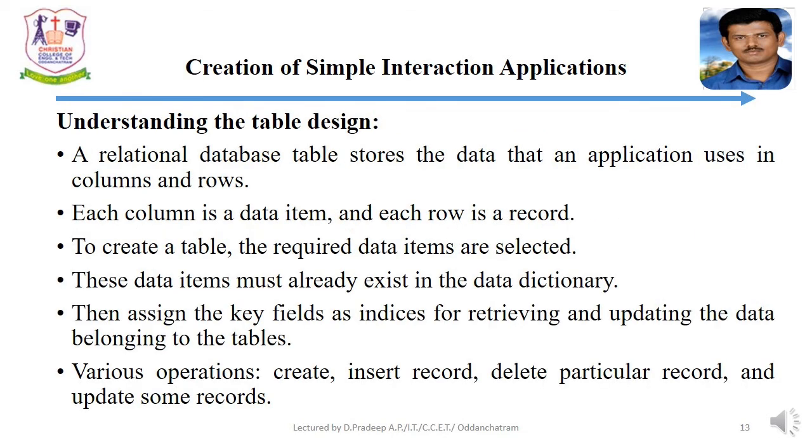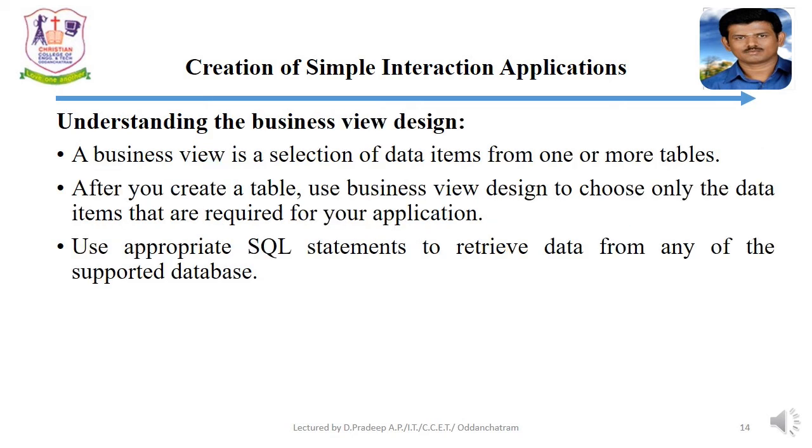Next step, understanding the table design. A relational database table stores the data that an application uses in columns and rows. Each row is a record, each column is a data item. One or more tables can be used in an application. To create a table, the required data items are selected. These data items must already exist in the data dictionary. Then assign the key fields as indexes for retrieving and updating the data belonging to the tables. The various operations performed on database tables are create, insert a record, delete a particular record, and update some records.